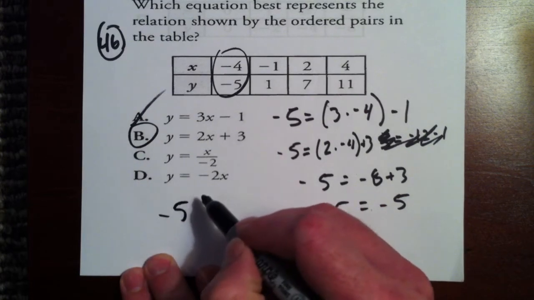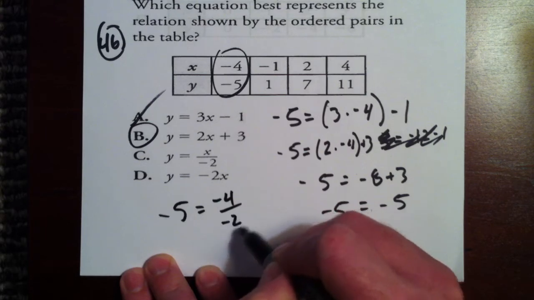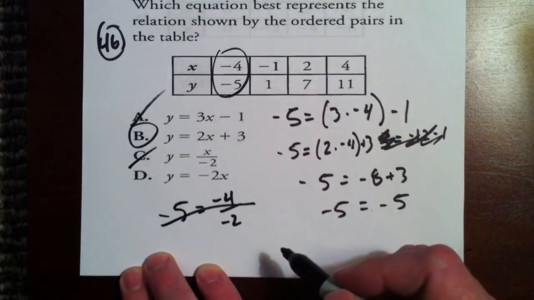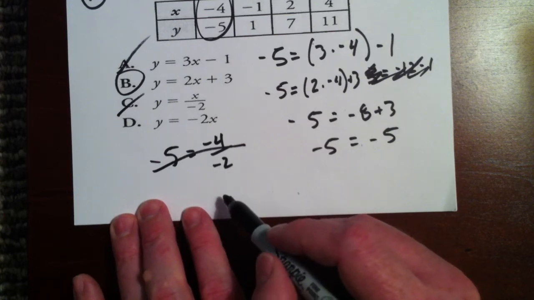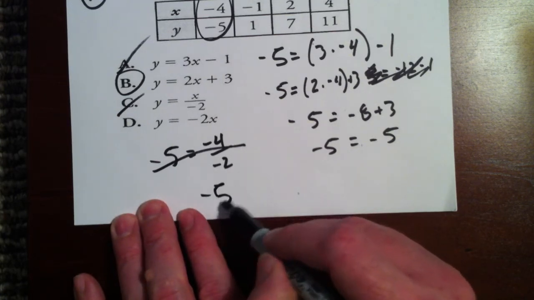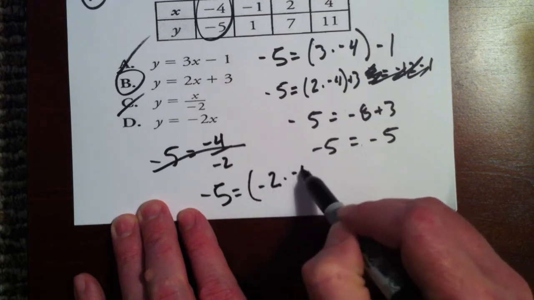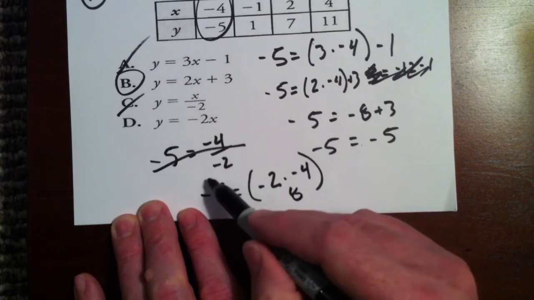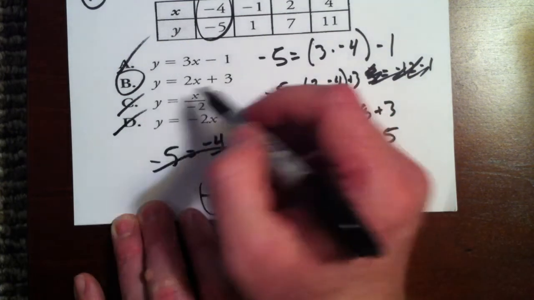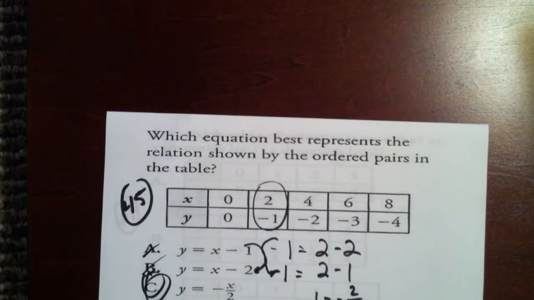Negative 5 equals negative 4 over negative 2. No, that is not true. C is not a choice. And finally, let's take a look at D just to make sure. Y, negative 5 equals negative 2 times negative 4. Well, negative 2 times negative 4 is 8. And that is obviously not equal to negative 5. Our choice is B. So again, just plug those guys in.